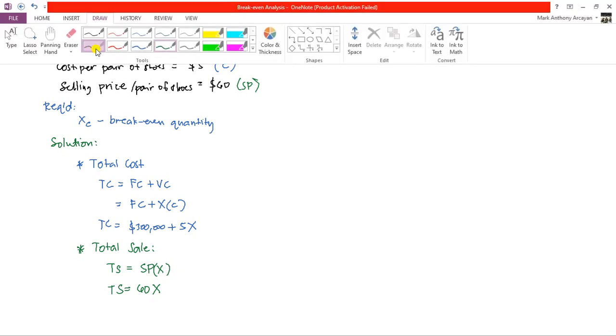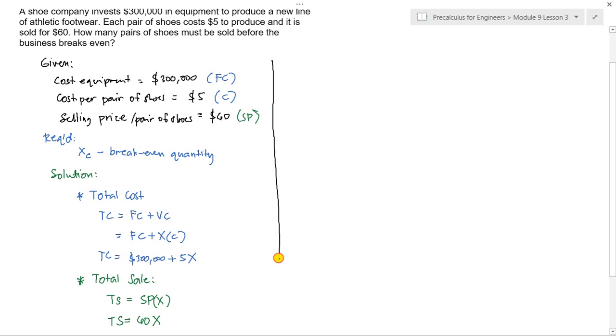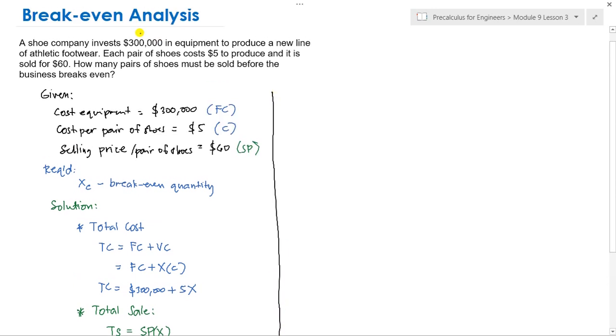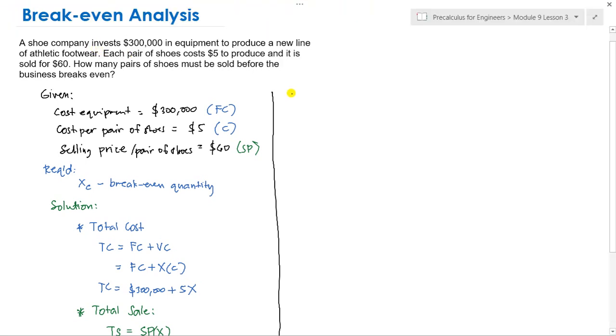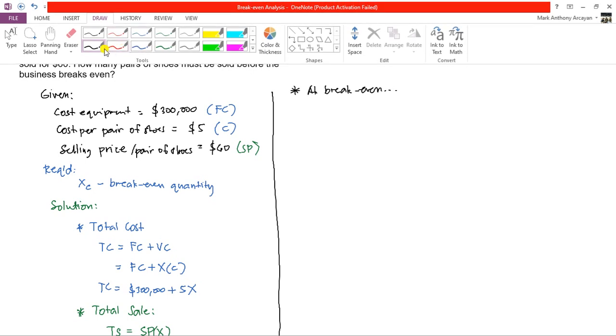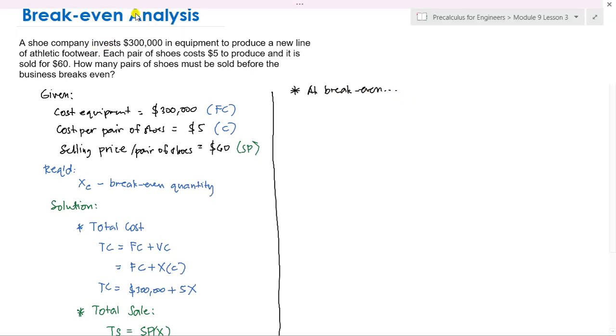So next is the assumption. From the problem, it is indicated that the business will break even. So let's put "at break even." The condition when we break even is that the total cost, meaning your expenses, is equal to your income, the total sale, or what you earned.